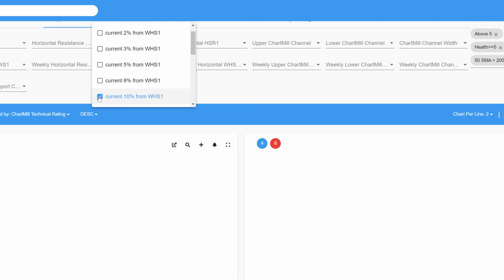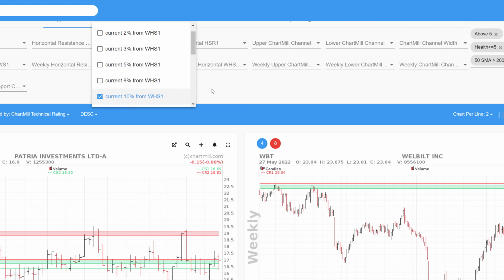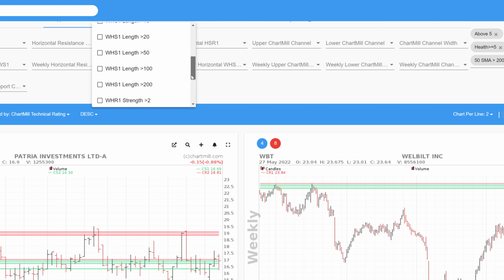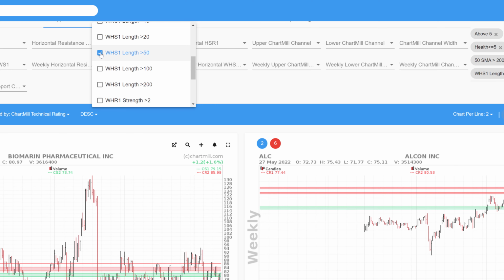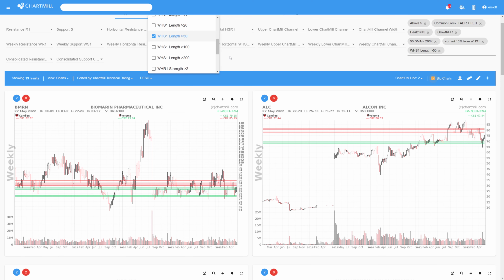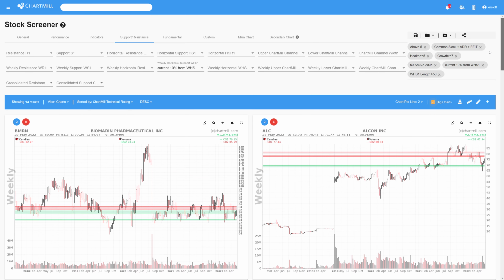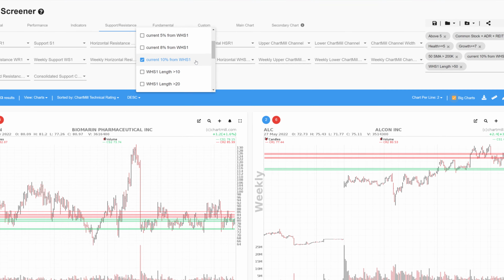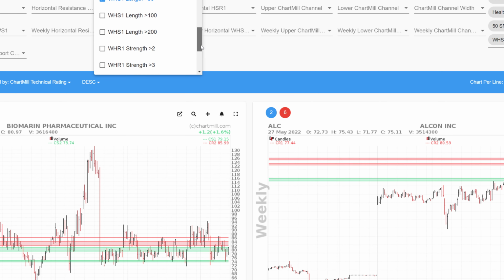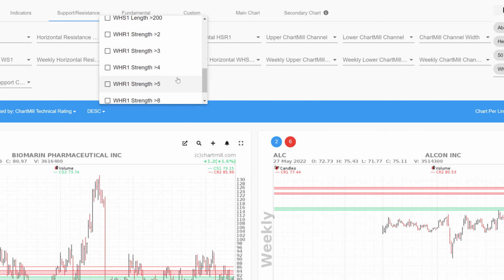If you scroll further down, you can also filter on the basis of the length of the support level. For example, if I choose WHS1 length bigger than 50, ChartMill will exclude all shares of which the support level exists for less than 50 periods. In this case, it corresponds to 50 weeks, since we are working with a weekly time frame. And even the strength of the support level can be determined. If, for example, you want to know which shares have already tested their support at least twice, just select WHS strength bigger than 2.